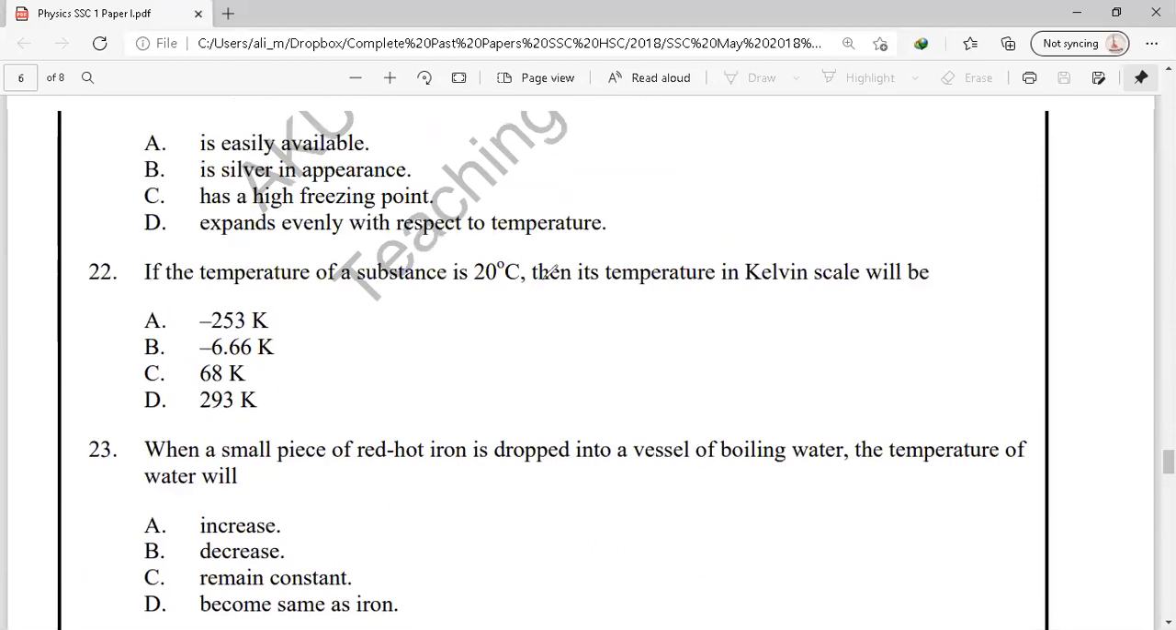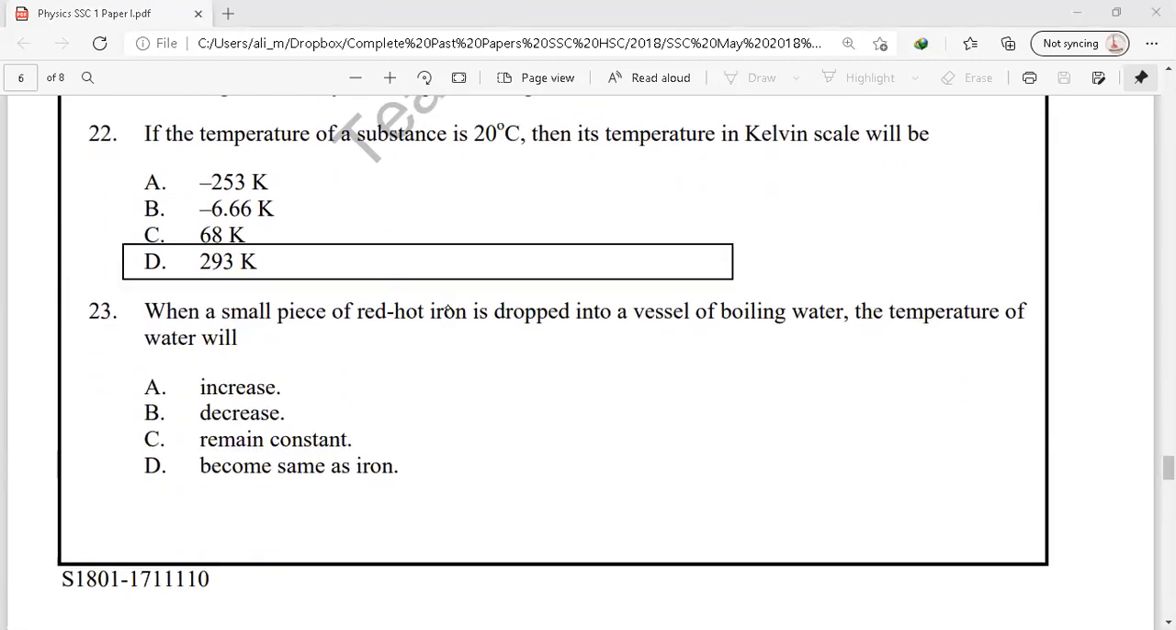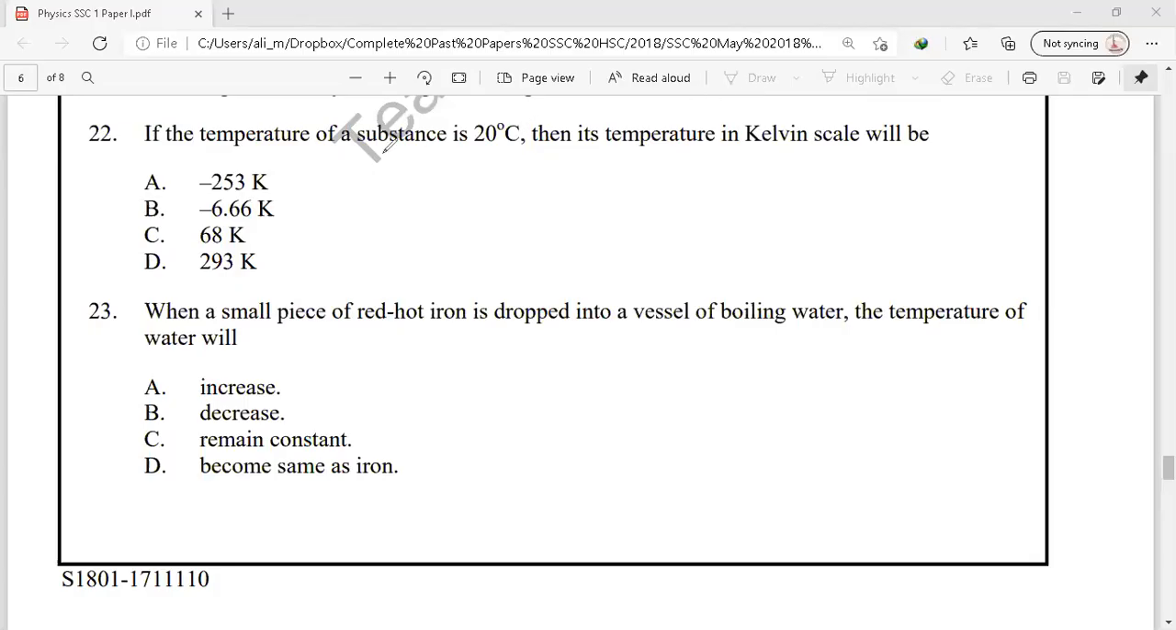Okay, so next we have question number 22 and 23. Question number 22 is from our chapter number 8, Thermal Properties of Matter. If the temperature of this substance is 20 degrees centigrade, तो हमारे पास temperature given है, and we have to find this temperature in Kelvin scale.